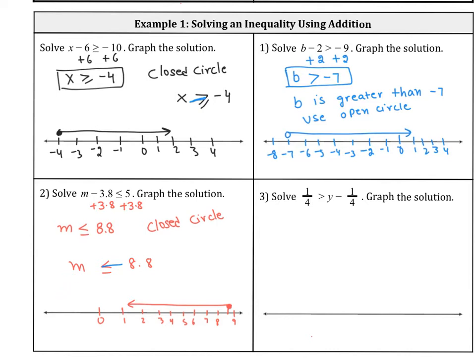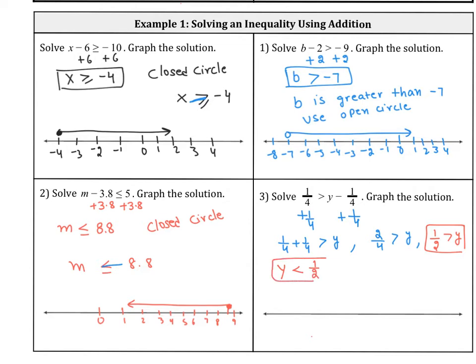For number 3, you're going to solve for y. So add 1 over 4 on both sides. You're going to get 1 over 4 plus 1 over 4 greater than y. So you're going to get 2 over 4 greater than y. And when you reduce this fraction, you're going to get 1 over 2 greater than y. We're always going to read from y. So y is less than 1 over 2, which is 0.5.